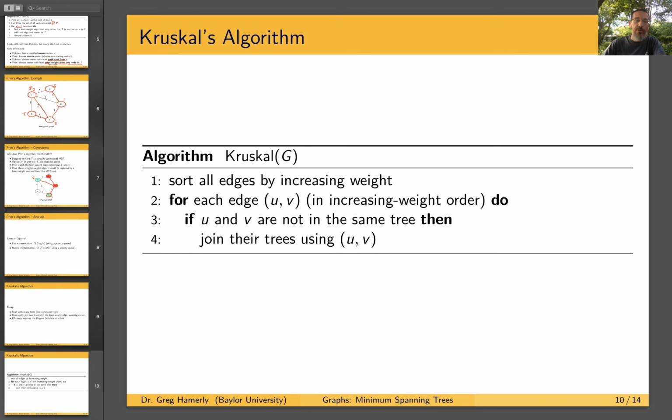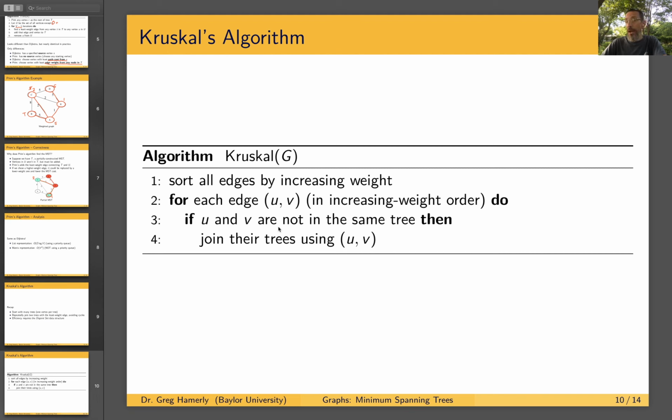Kruskal's algorithm starts by sorting all the edges by increasing weight, all of them in the entire graph. And then we're going to visit all of those edges from U to V in increasing weight order, and ask the question: are U and V already in the same tree? In other words, is there already a path between them?